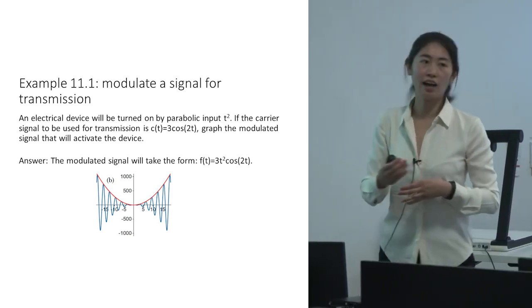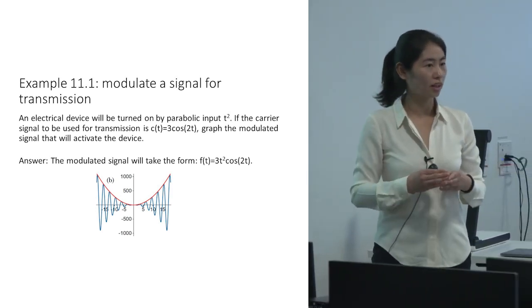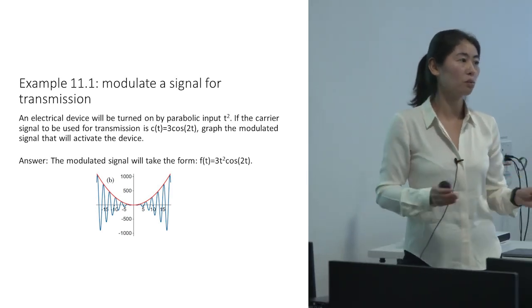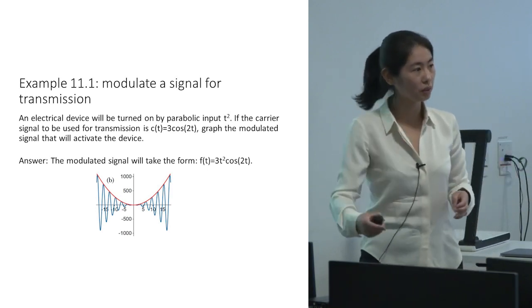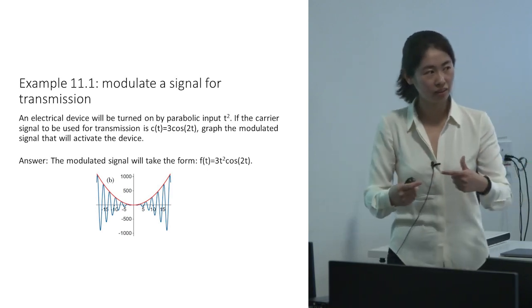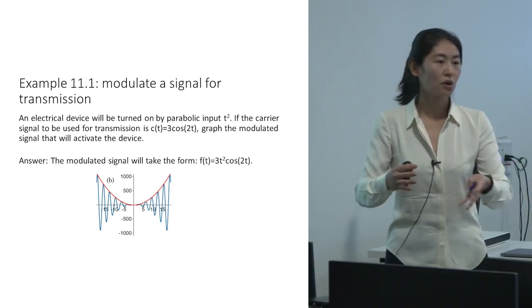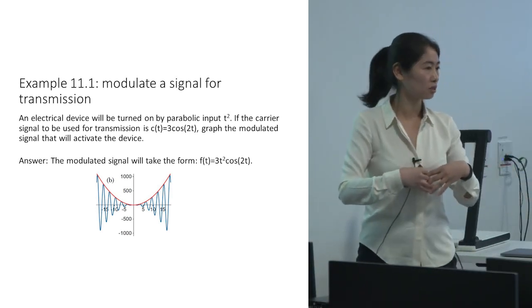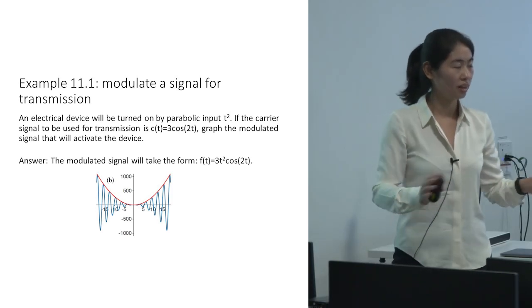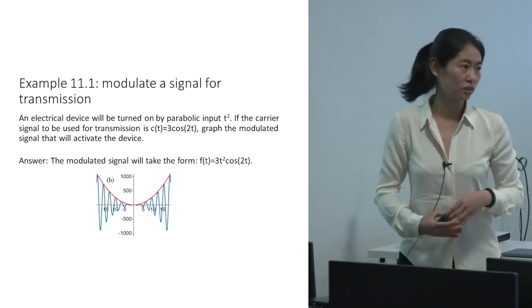Right? And later on, we need to receive this signal, and then we need to decode it. We need to know what was the t squared that we put in. But I know what I put in, which is the cosine 2t function. So I just need to take this cosine 2t function out of this equation. Then I can restore my original signal.